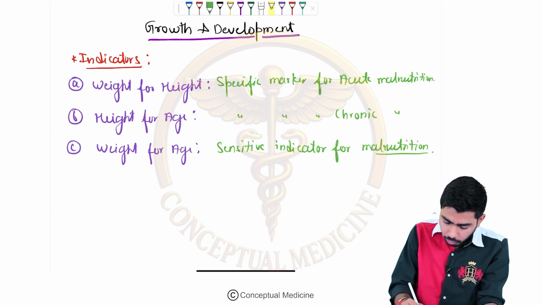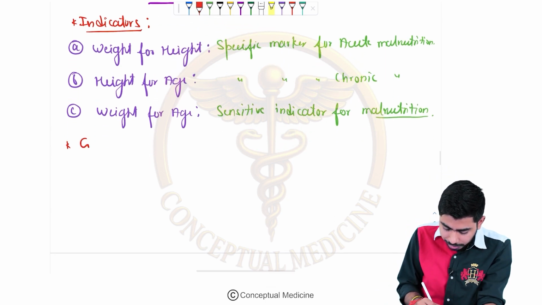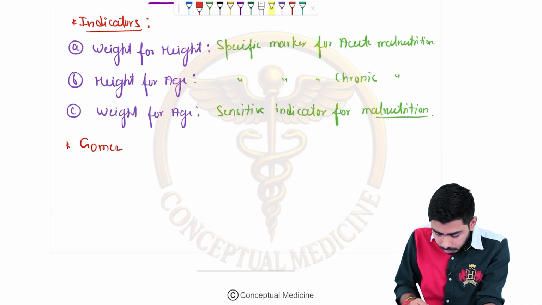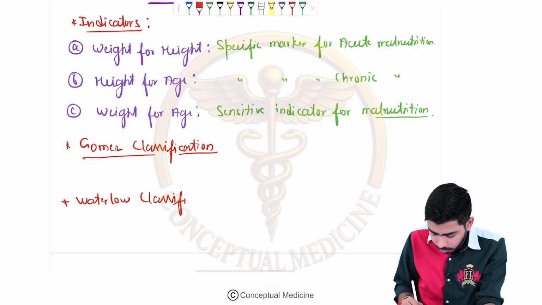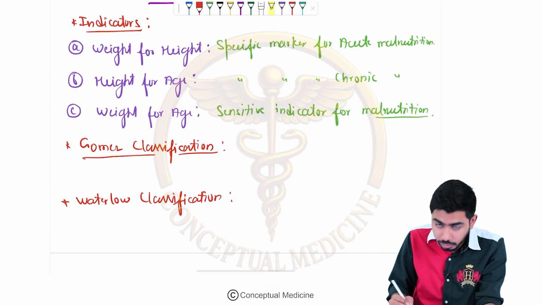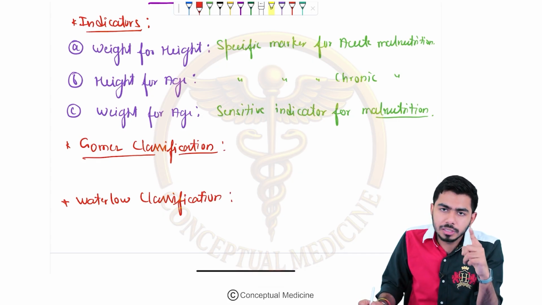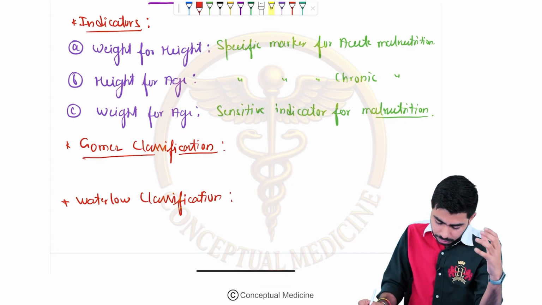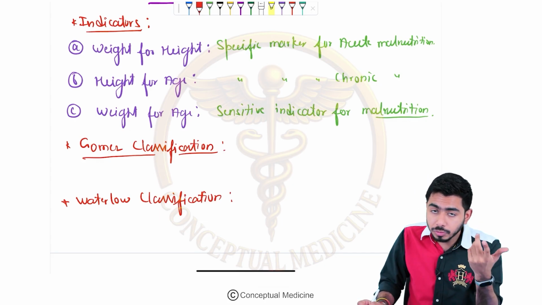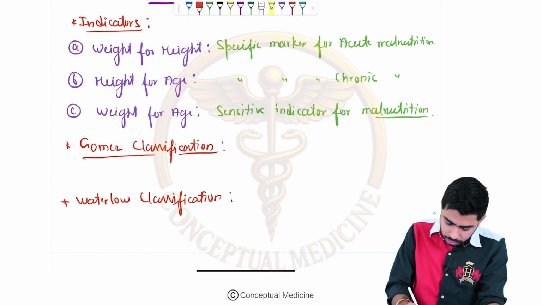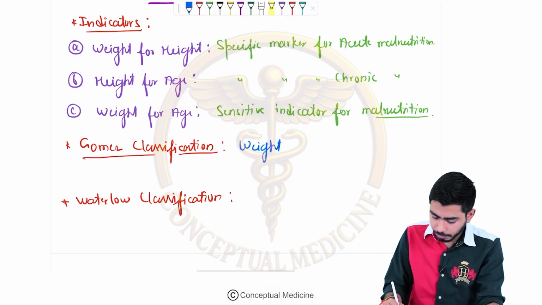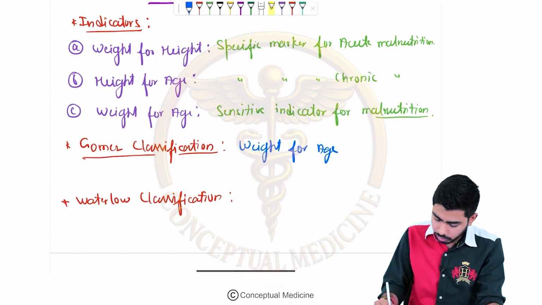Now we shall be talking about 2 more important classifications: one is the Gomez classification, and the other is the Waterlow classification. Let's find out what these 2 classifications mean. The Gomez classification is talking about weight for age, the overall malnutrition indicator. So the Gomez classification is based on the weight for age.